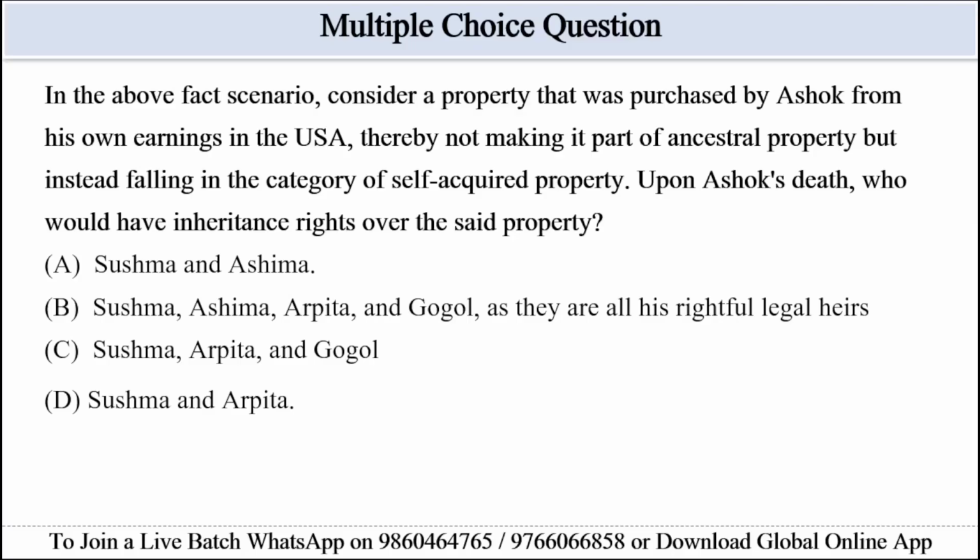Option C, Sushma, Arpita, and Gongol. This one is correct. Children and legal first wife inherit self-acquired property. Option D says Sushma and Arpita. So this option excludes Gongol unfairly. Hence, only option C, Sushma, Arpita, and Gongol is the correct answer here, because Sushma is his first legal wife and Arpita and Gongol are the children of Ashok.